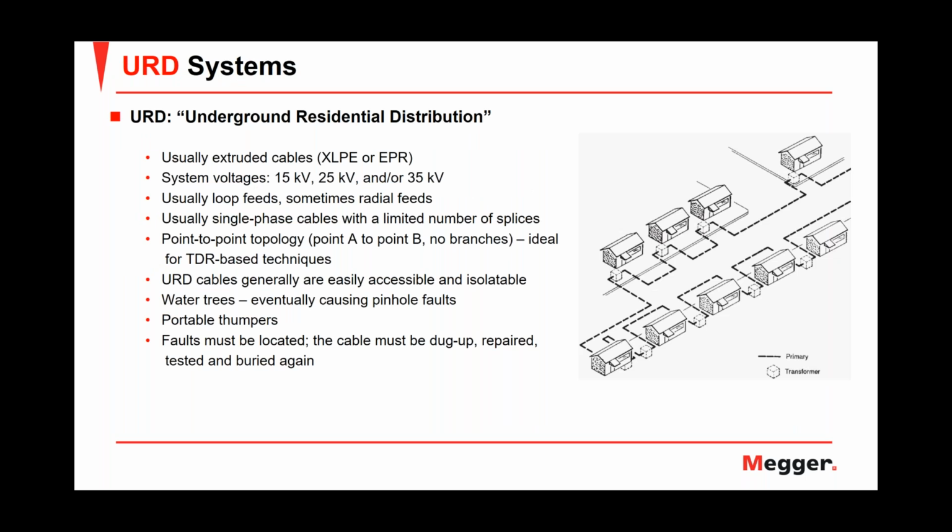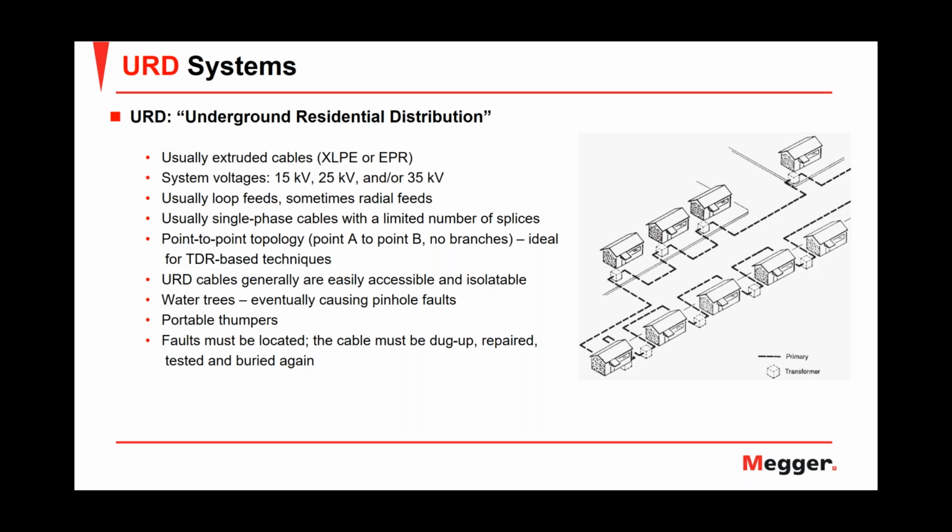Well, talking of underground residential distribution systems, or URD systems, I would like to talk a little bit about them, because in this type of cables we can very successfully use the ARC reflection method. For URD systems, the ARC reflection method works perfectly because normally we have cables with insulation that will be XLPE or EPR. The system voltages are 15, 25, and 35 kV.